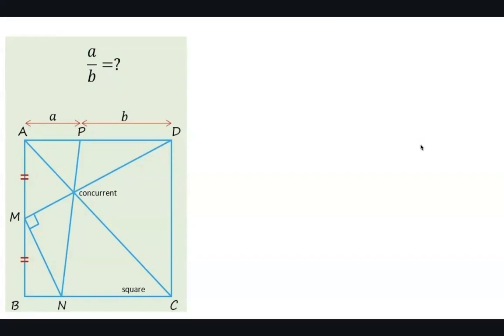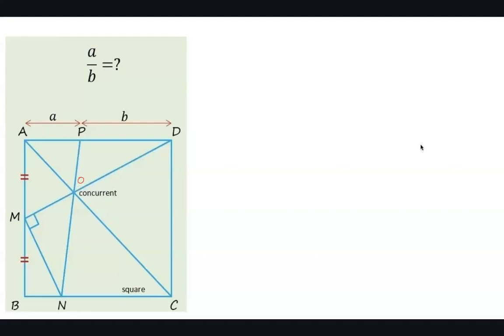So AC is a diagonal, and line segment DM is drawn in a way that M is the midpoint of side AB. Now let us call the intersection point of AC and DM to be O. Now here is the part where things get complicated.